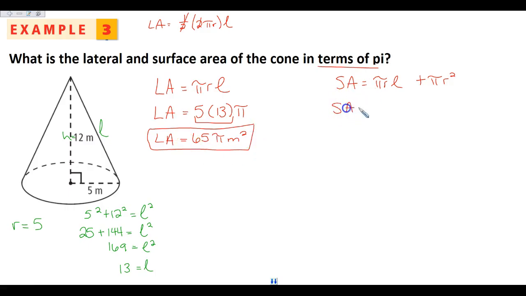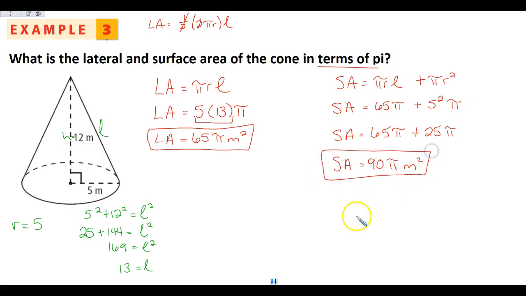All right, surface area here, I'm taking that pi r L, which is my lateral area, which we just found was 65 pi, plus pi r squared. So my radius again is 5. I'm going to square that and times pi. So this is 65 pi, and then 5 squared is 25 pi. So when I add my 65 and my 25, I am going to get 90 pi meters squared. Okay?